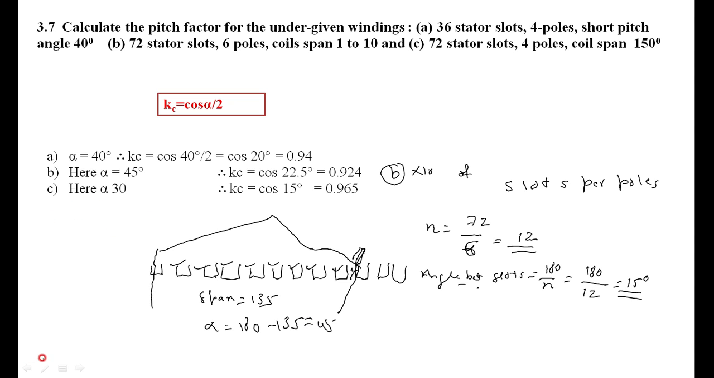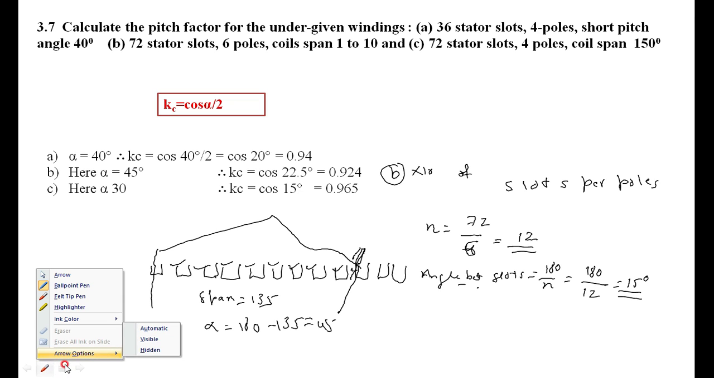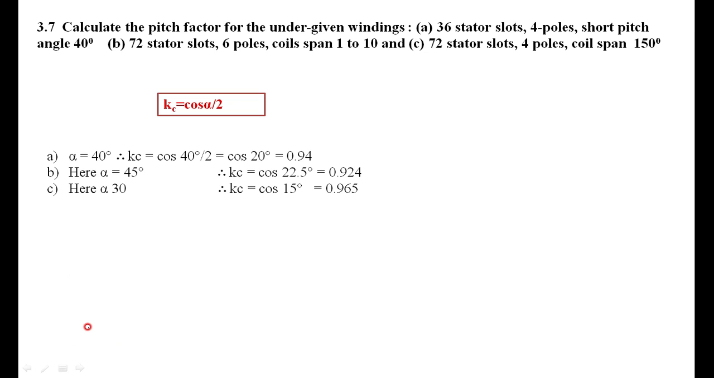Then you can substitute the same thing. Putting 45, we are getting 0.924. In the third case, he has given the coil span itself as 150, therefore alpha is equal to 180 minus 150, which is 30. You can straight away substitute, then you get the Kc value as 0.965. This is how you have to solve the numericals on the coil span factor.